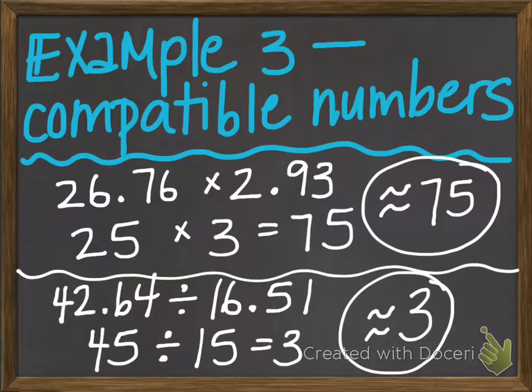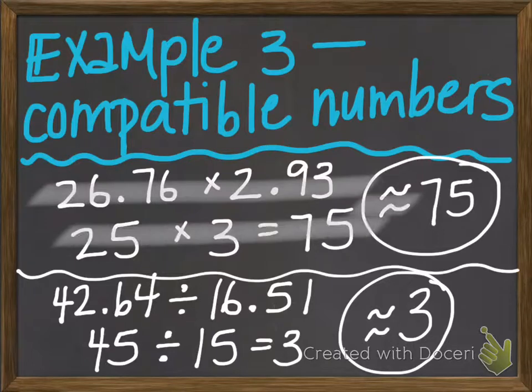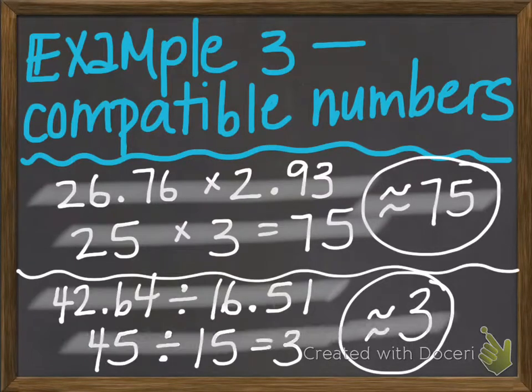Okay, example 3, last page. Let me change my highlighter color. So make sure you include these examples. These little squiggly lines right here mean approximate, where my equal sign is like 25 times 3, that really does equal 75. But 26 76/100 times 2 93/100 approximately equals 75. So that's why we use those terms.